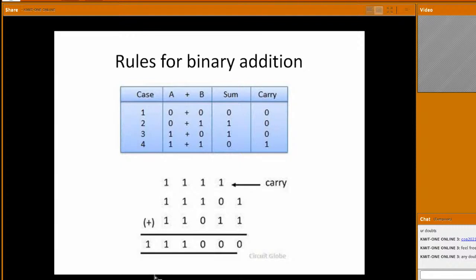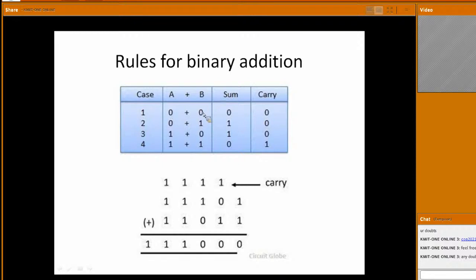Why? Because we are performing the subtraction operation just by making use of complements and addition. We are not following any subtracting rules. Anyway, I'll explain the subtracting rules also, but that will not be followed in our digital computers. So, these are the rules to perform the binary addition.